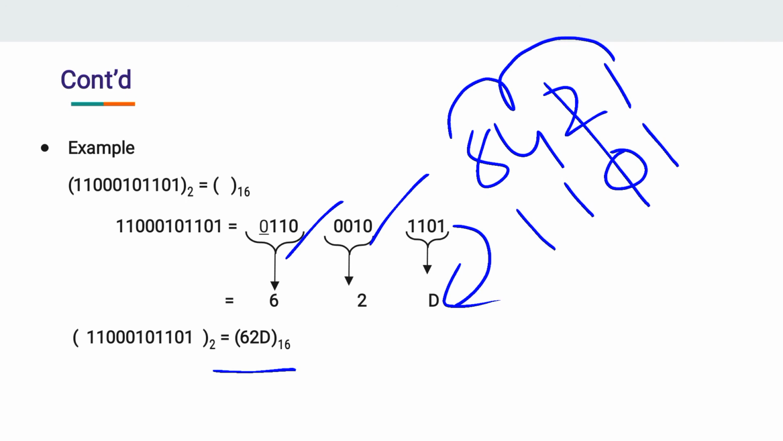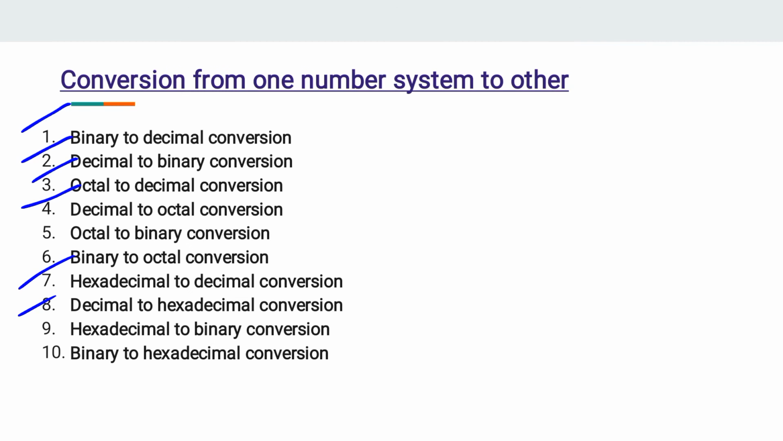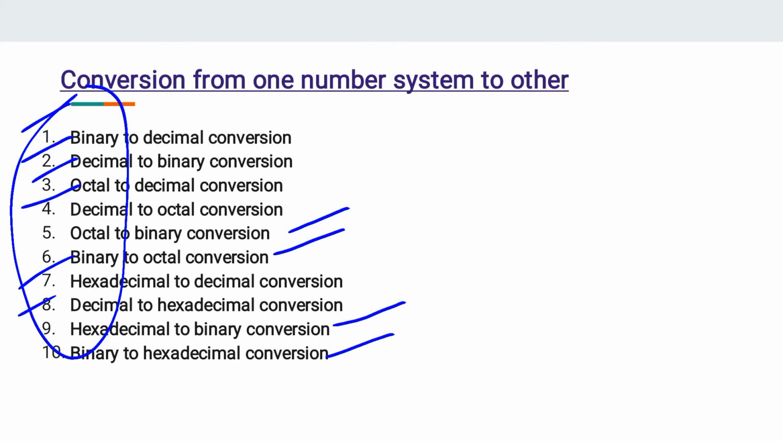So this completes the conversion methods. So let's see which topics were covered. Now we completed octal to binary conversion, binary to octal conversion, hexadecimal to binary and binary to hexadecimal conversion. So this completes all 10 conversions of one number system to another system.